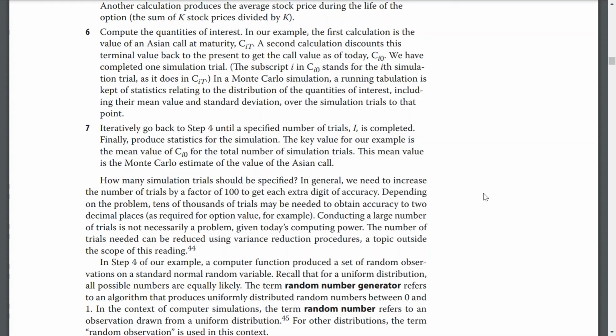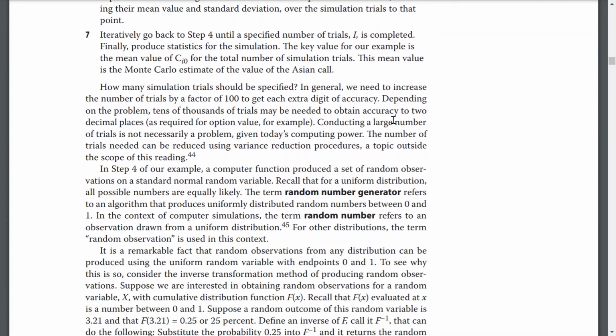In general, we need to increase the number of trials by a factor of 100 to get each extra digit of accuracy. Depending on the problem, tens of thousands of trials may be needed to obtain accuracy to 2 decimal places as required for option values. Conducting a large number of trials is not necessarily a problem given today's computing power. The number of trials needed can be reduced using variance reduction procedures, a topic outside of the scope of this reading.